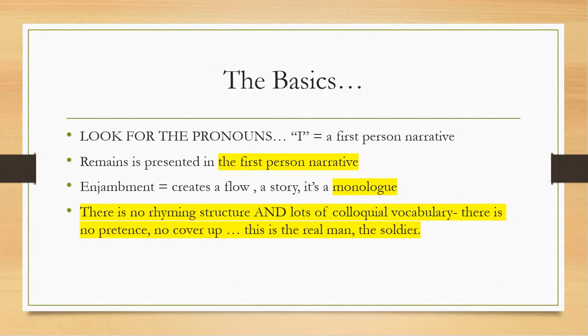We look for the pronouns. If it said he is, she is, that's not first person, that's third person. And we have the third person omniscient narrator, where the narrator is a godlike character looking down on everyone. The poem is presented in the third person omniscient narrator. The poem is presented in the first person narrative. This is the first person narrative.